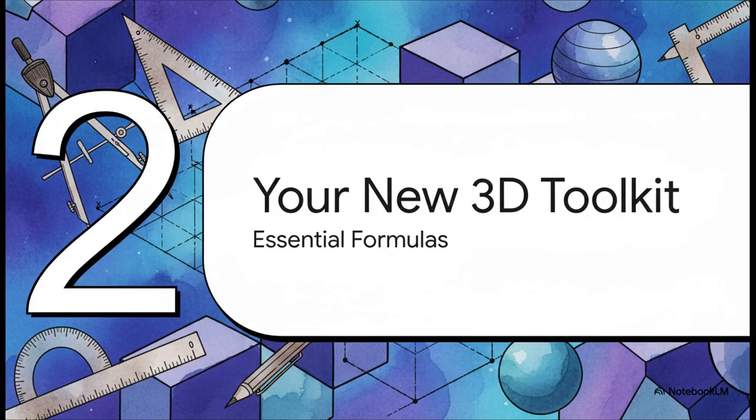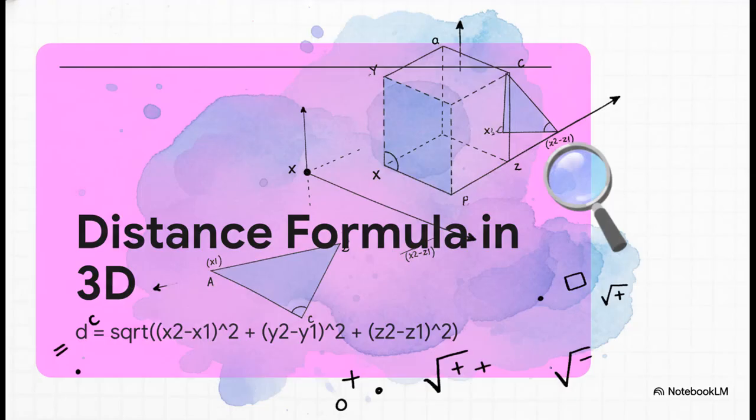Okay, so to move around and actually do stuff in this new 3D world, you're gonna need some tools. Let's stock your new 3D toolkit with the 2 most important formulas you'll be using. First up, the distance formula. And hey, this should look super familiar. It's really just the Pythagorean theorem you've been using forever. We're just adding one little piece for that third dimension, this z-squared term right here. It's a totally logical, beautiful upgrade.